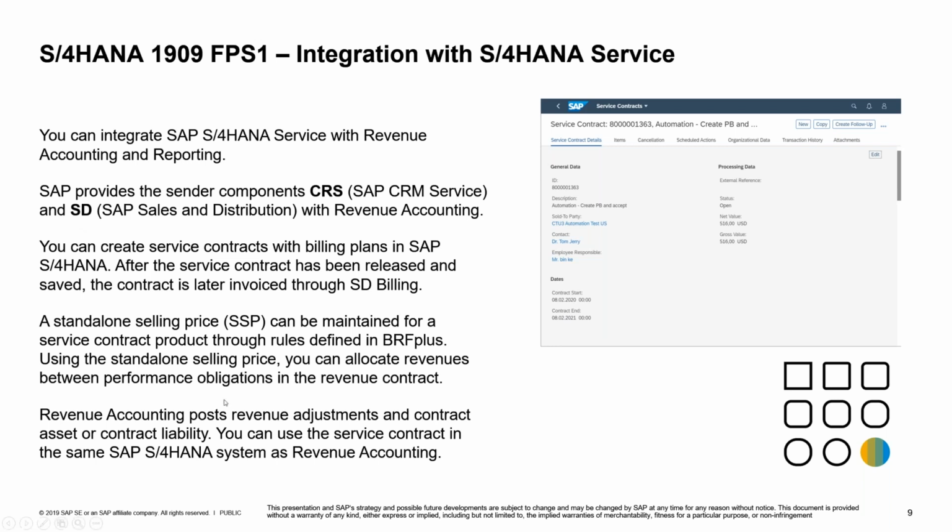And we connected that to revenue accounting in this feature pack 1, which means that the transaction price from the service contract, but also the SSP, the standalone selling price, is determined here in that case through BF Plus, and then can be used to allocate the revenues based on the overall transaction price. So all the functionality you are familiar with anyway from revenue accounting. And revenue accounting then takes care of the revenue adjustments and so on.